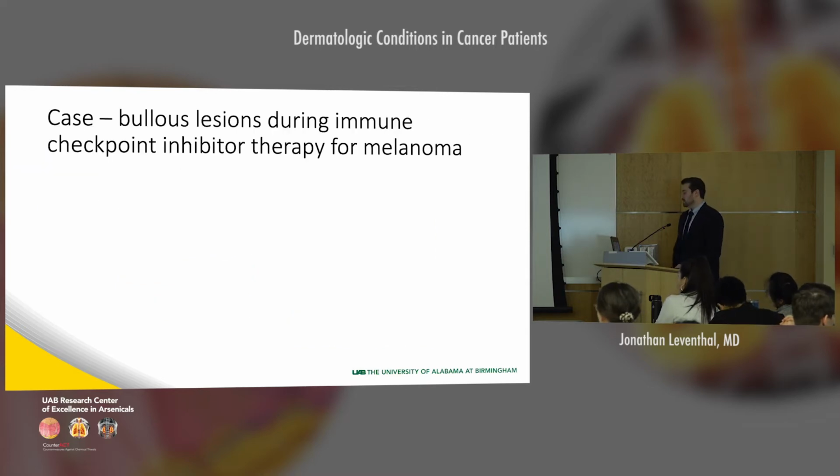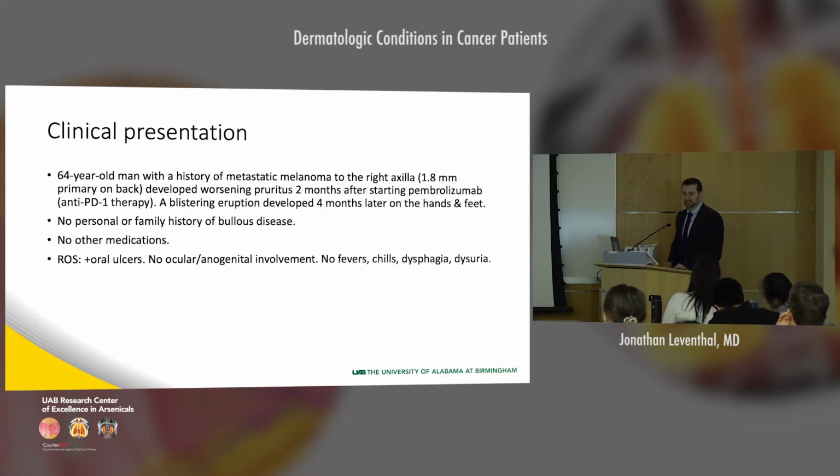And so the next case I want to highlight is a case of a novel immune checkpoint inhibitor reaction. And this is a patient who developed blistering lesions while on checkpoint inhibitor therapy for melanoma. And so the patient is a 64-year-old man with metastatic melanoma. He had a thick primary on the right axilla, and was started on pembrolizumab, which is an anti-PD-1 therapy. A few months into treatment, he reported worsening pruritus. It was initially managed by oncology with SARNA and antihistamines, but then a few months later, he actually developed blisters that were localized to his hands and his feet.